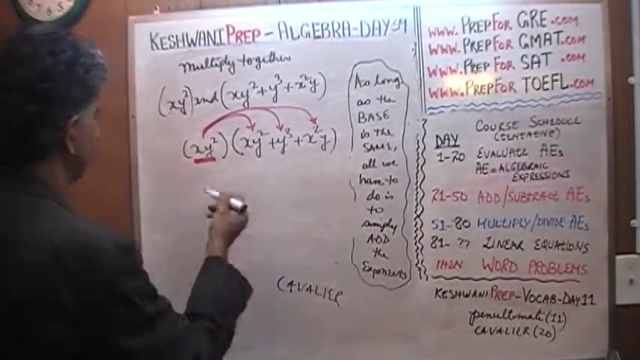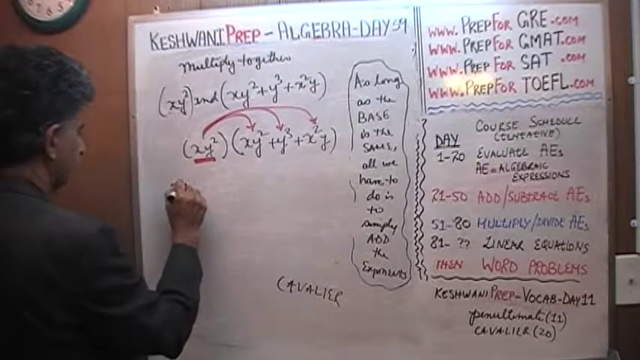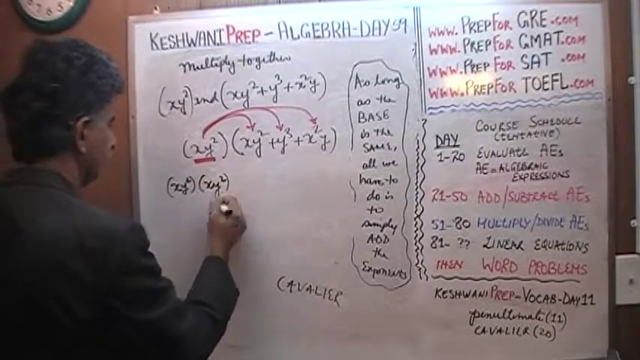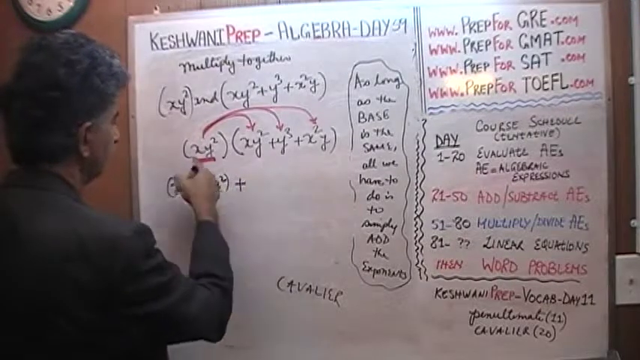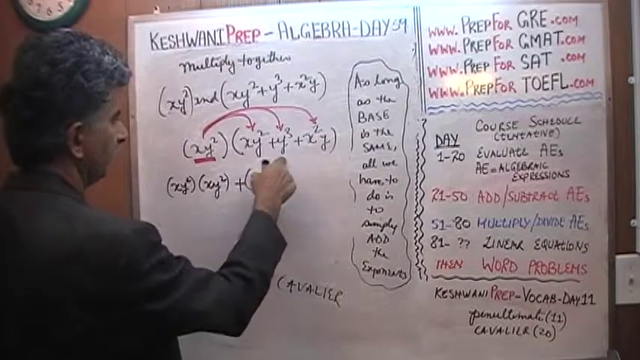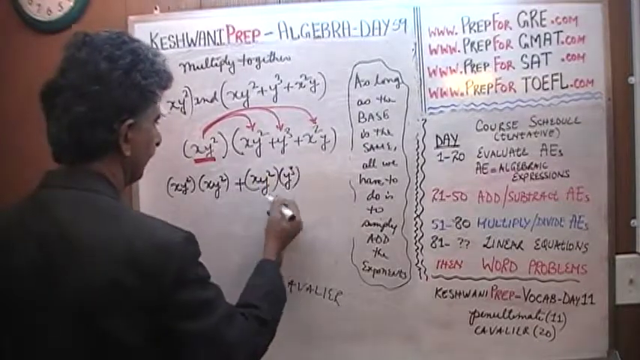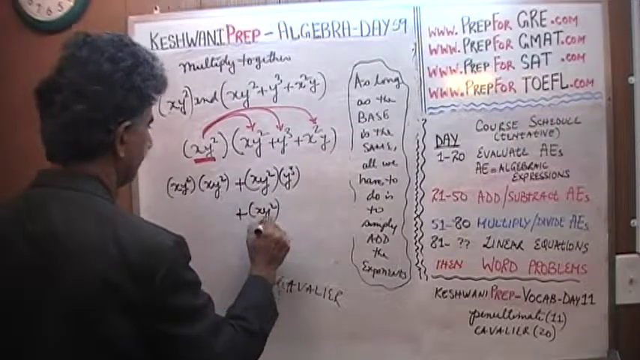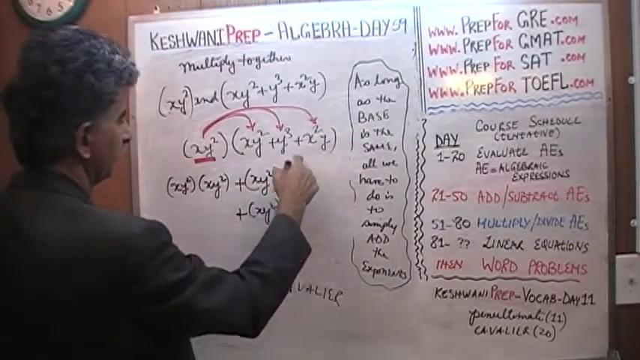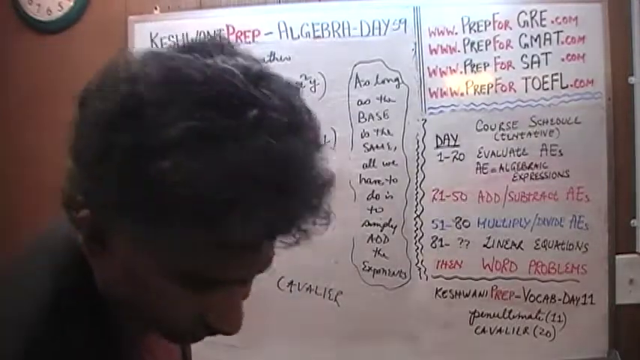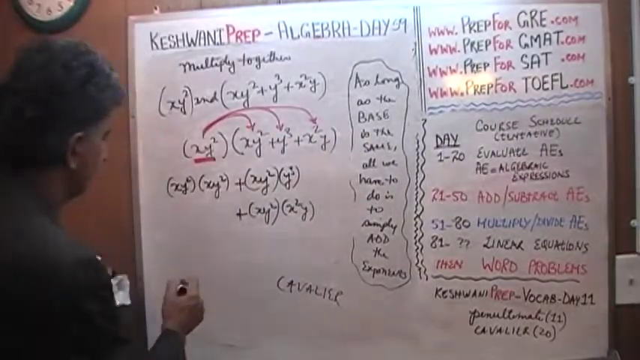So the first one is x times y squared times x times y squared. Oh, what do you know? Second one would be x times y squared times y cubed. And the third one would be x times y squared times x squared y. And now we have to simply open the parentheses and see what we get.